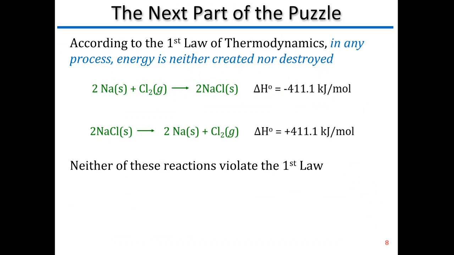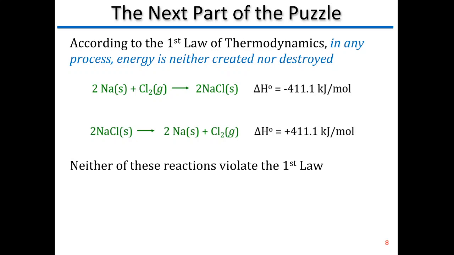According to the first law of thermodynamics, in any process, we know that energy is neither created nor destroyed. So we have two reactions here. We have sodium, solid, reacting with chlorine gas. They give us sodium chloride. And we see a delta H value. In this case, it just so happens that delta H is equal to minus 411.1 kilojoules per mole. We don't really care about the value so much, but notice that the sign is negative.